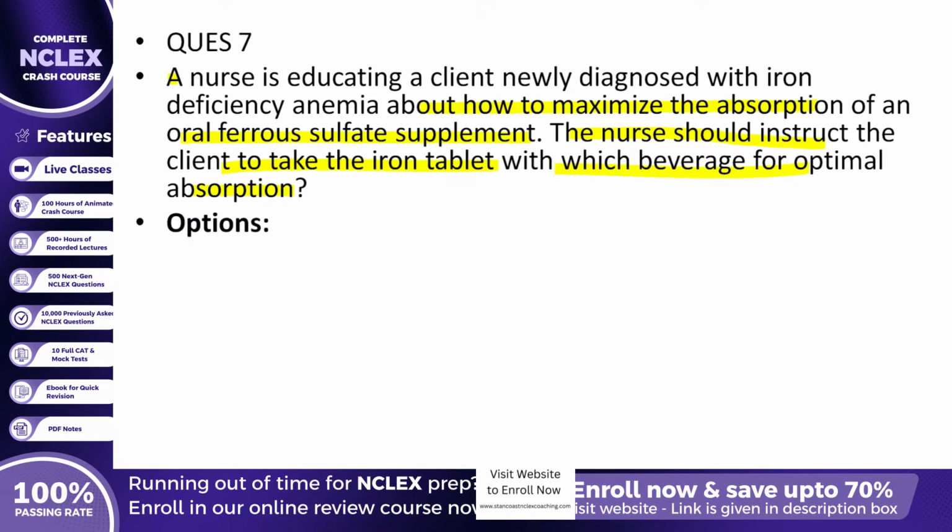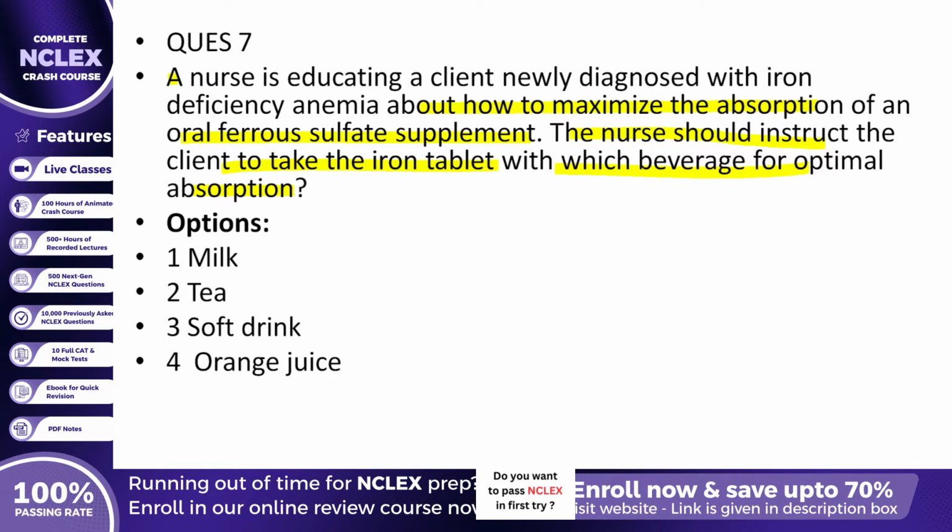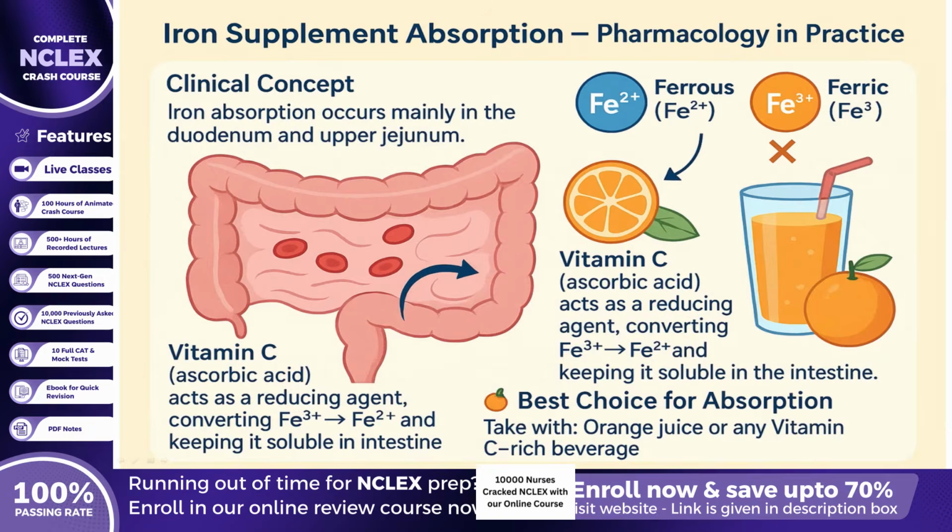The options are as follows. Option 1, milk. Option 2, tea. Option 3, soft drink. And option 4, orange juice. The correct answer is option 4, orange juice. Now, let us explore the advanced rationale in depth.